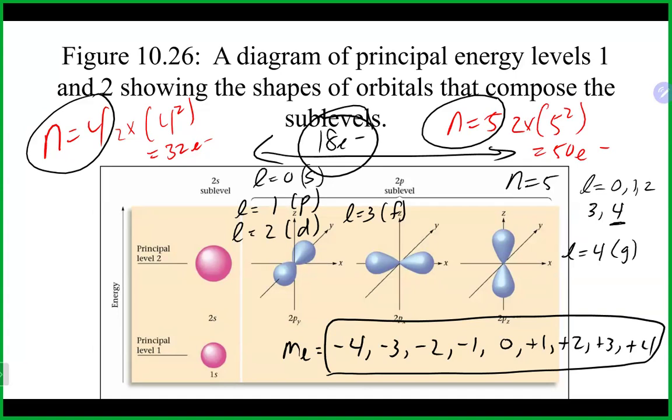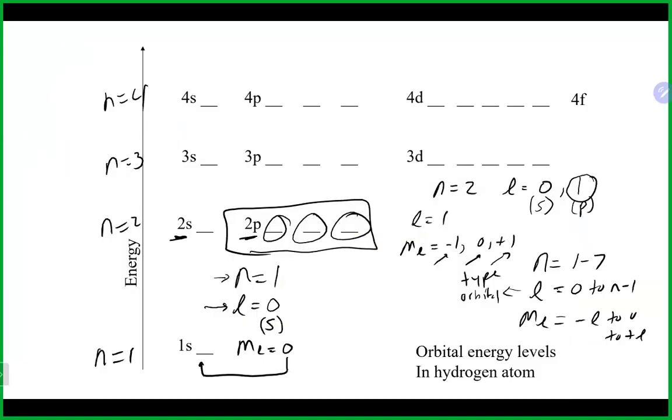Any questions on that? Again, you will not have to calculate anything like the L value, the M sub L value, or any of that type of stuff. This is just to hopefully explain to you where all those numbers come from. Any questions on that?